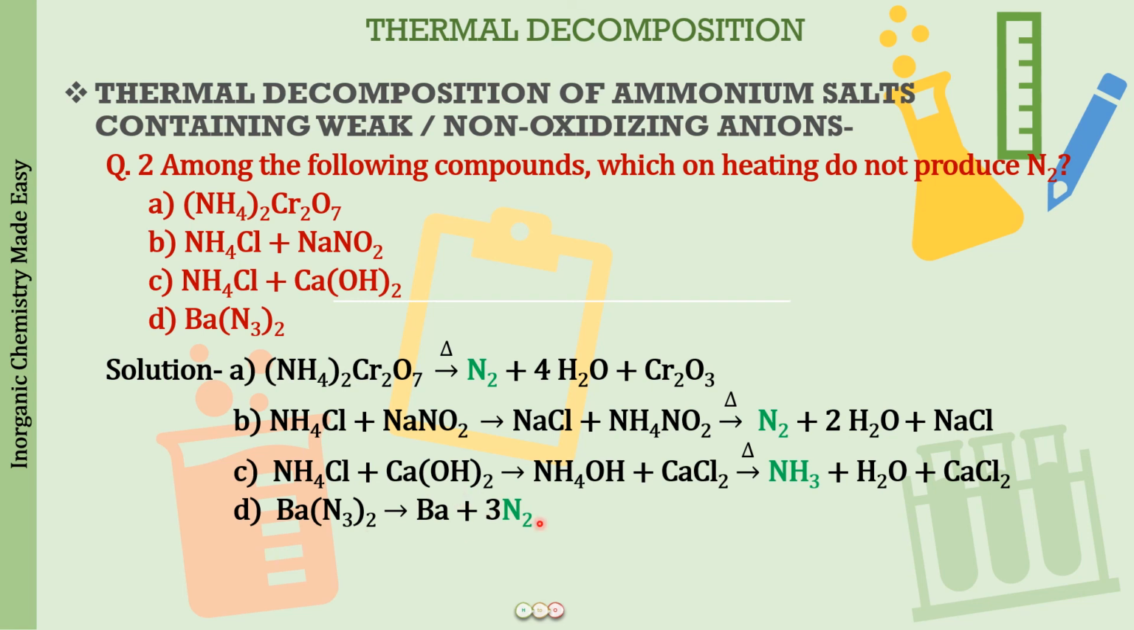So the question, what did it say? Which of the following do not produce nitrogen? So you can see there is only one choice where we do not have nitrogen gas being produced, and that is going to be C choice, right? So only one reaction more that we have to learn, and this is very important as far as nitrogen preparation is concerned. So please do learn this.